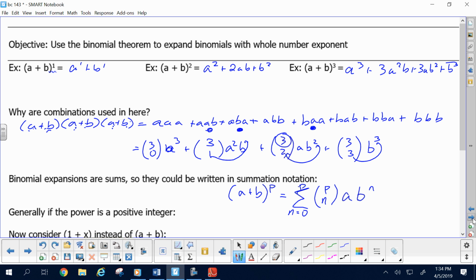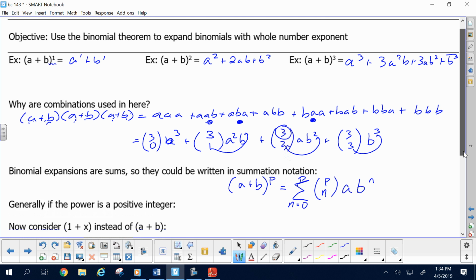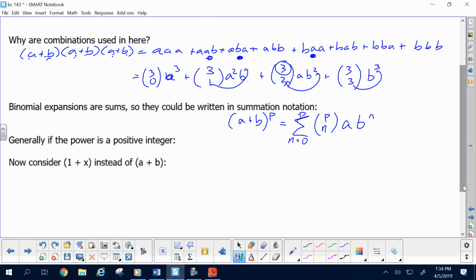And those of you who took AP Stat know that that's super duper useful in probability and statistics, right? Before I go to 1 plus x, we'll put in the probability later. I got to get to this calculus, okay?